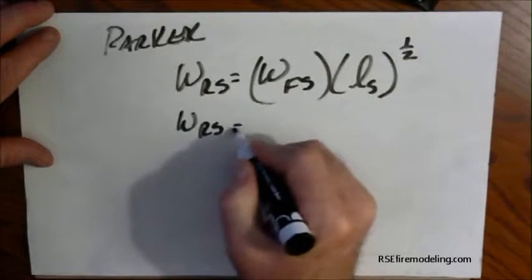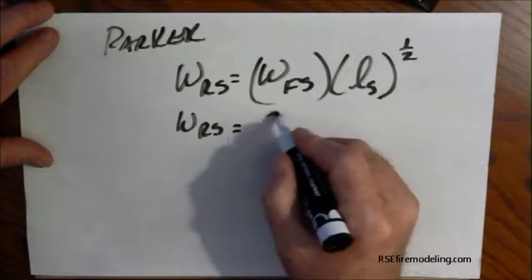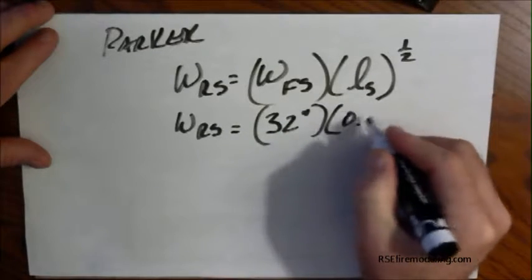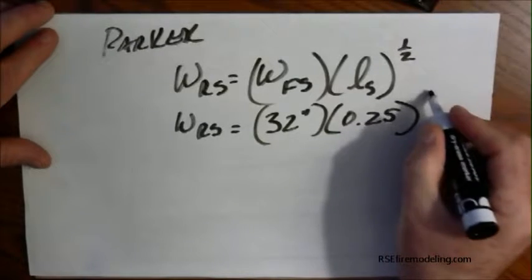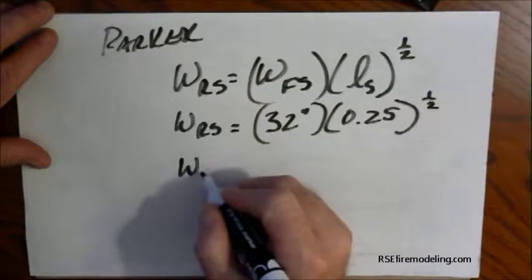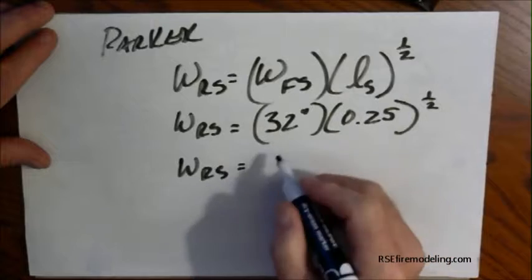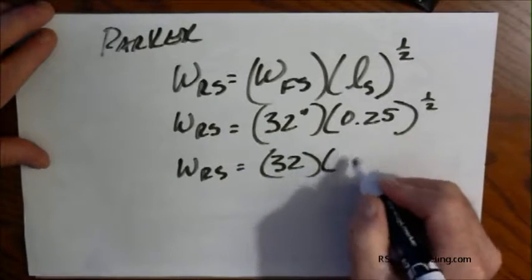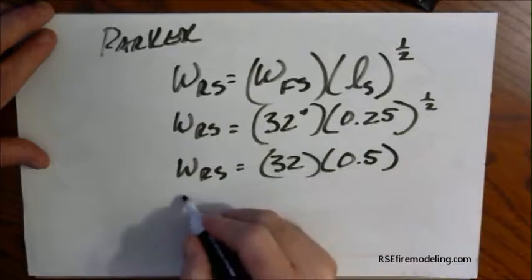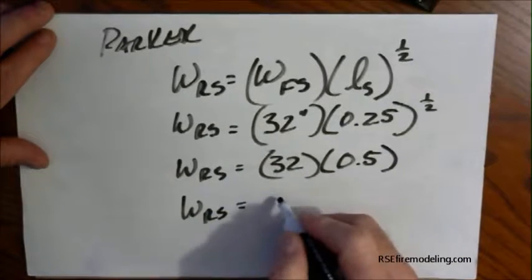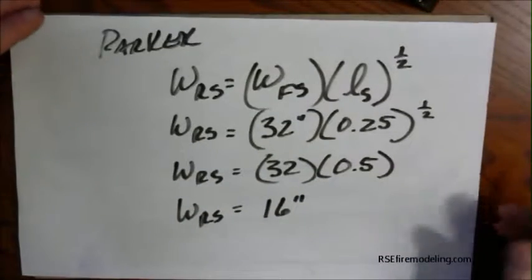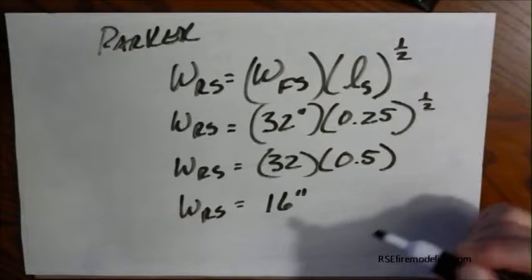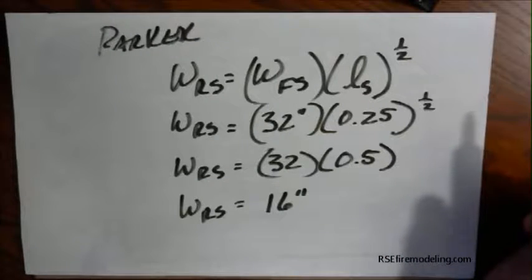We get the width of the reduced scale enclosure is equal to, and we use a 32-inch door, our length scale is 1/4 to the 1/2. So we break it down further. The width of the reduced scale enclosure is equal to 32, and the square root of 0.25 is 0.5. Therefore, the width of the reduced scale enclosure is equal to 16 inches. So calculating a Parker door in our reduced scale enclosure would dictate that we use a 16-inch wide door.